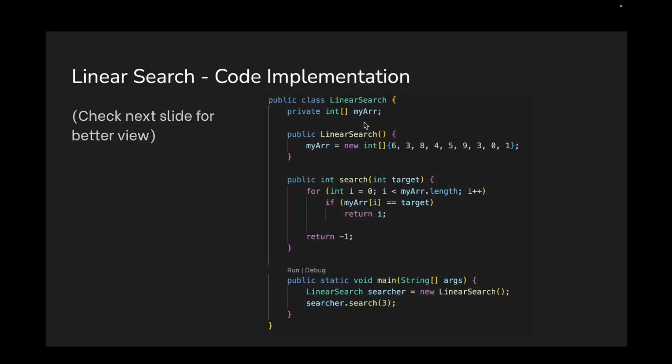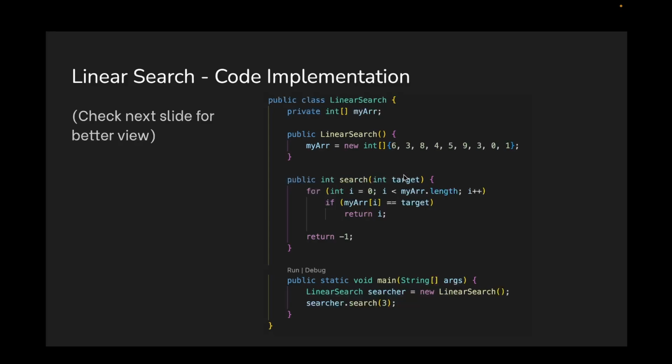So I defined a class called linear search, and then I made a private field variable called myArray. And then in the constructor, remember that's the initial state of the class, that's where we initialize this array with these elements, right? Single digits like 6, 3, 8, 4, 5, 9, and so on. Then we have our search method. This is where we implement the algorithm.